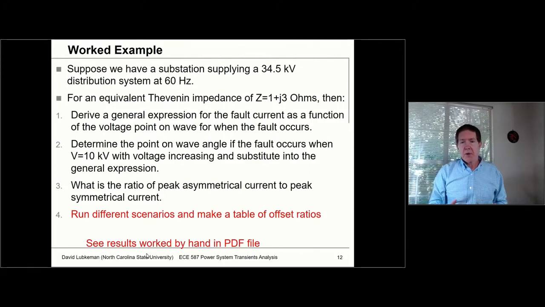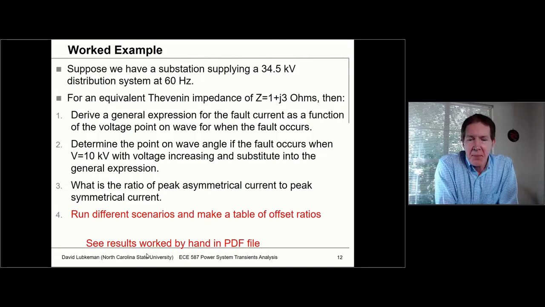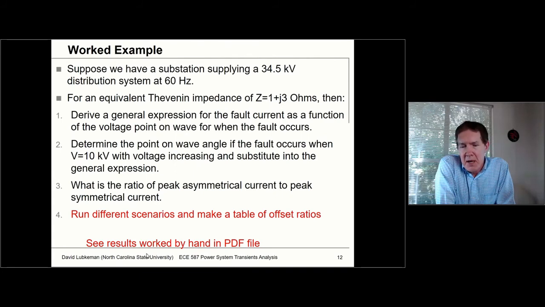All right, so in another video I'm going to go through a worked example. This worked example is for a 34.5 kV system. You'll see a lot of the examples I do in class use common voltage levels. So 34.5 is a very common voltage level for distribution. We're working this at 60 Hertz. And I'm giving you the Thevenin equivalent impedance in this case in ohms, so 1 plus J3 ohms. So it's not a really high X to R ratio.